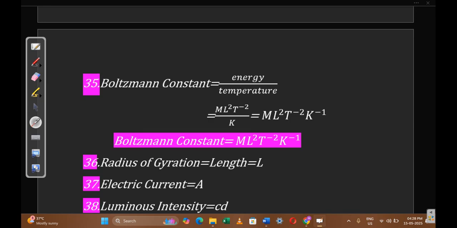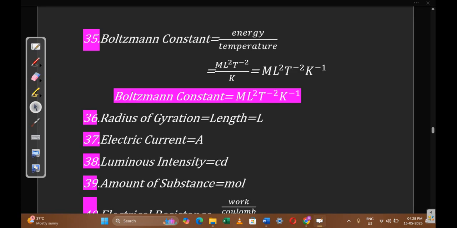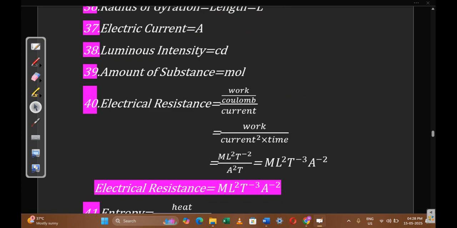Radius of gyration. Dimension formula is L. Electric current A. Luminous intensity C. The amount of substance mole. And the formula for electric resistance is work by charge by current. So we convert this charge into current: Q is equal to IT. So dimension formula of this electrical resistance is ML square T power minus 3 A power minus 2.